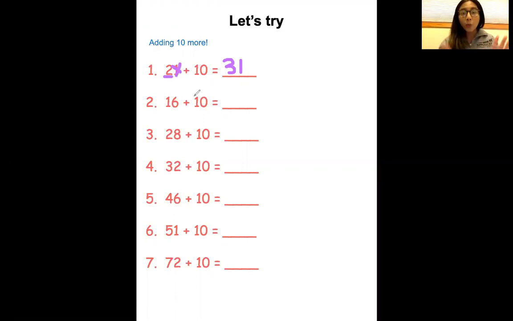It stayed as 1. Now 16 plus 10. All right, Kipsters, let's see if you already know the answer. And just like our chant tells us, we add one more to the tens place. So I'm going to add one more to the tens place. And my ones place does not change, so that means my answer is 26. Let's do the next one.